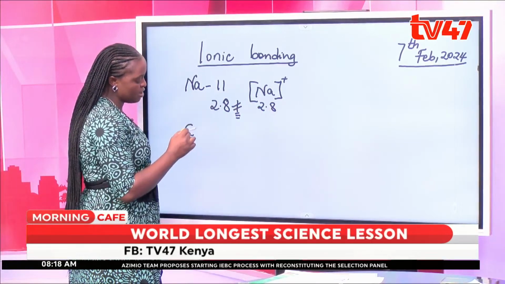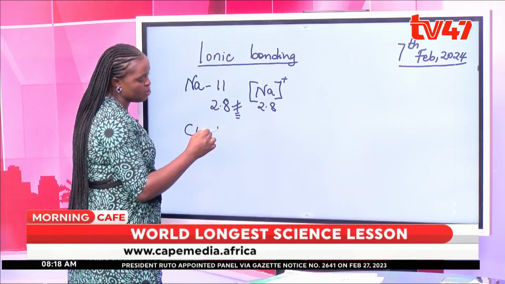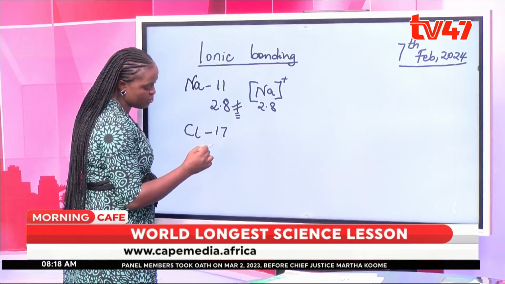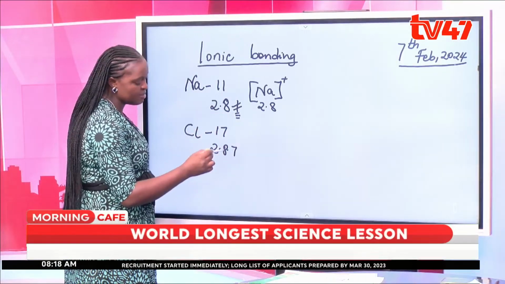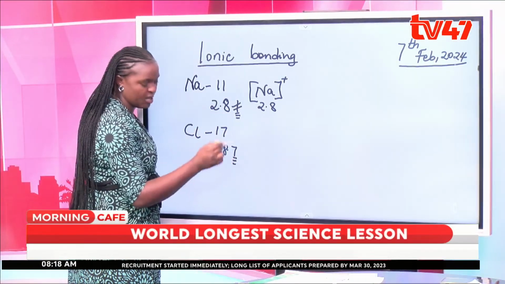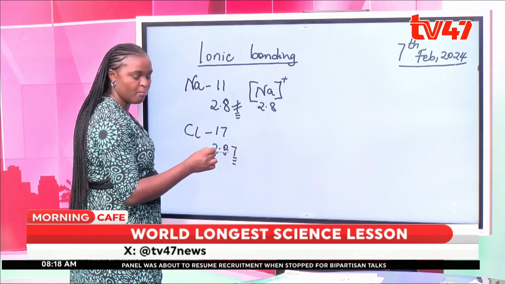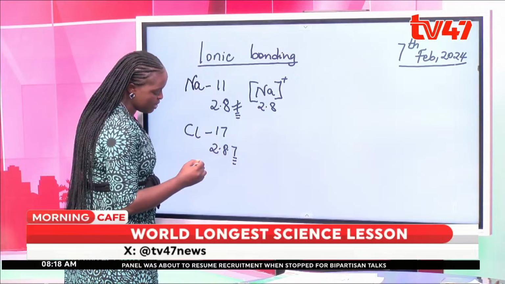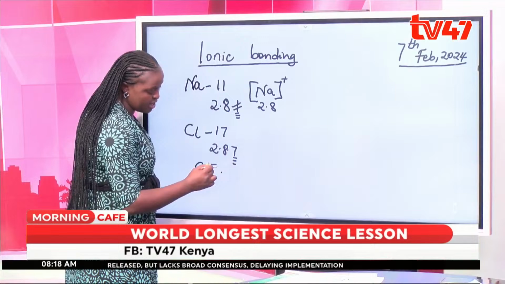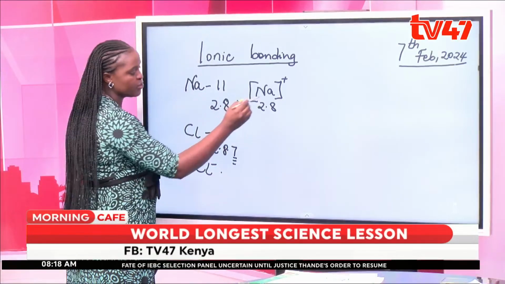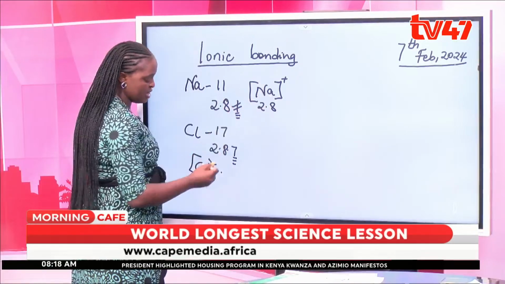Now, I go to the chloride ion. A chlorine atom has atomic number 17 with an electron configuration of 2, 8, 7. This means that if we add 1 electron, we'll have a complete third shell, and we will have a chloride ion with a charge of -1. So this is the cation and this is the anion.